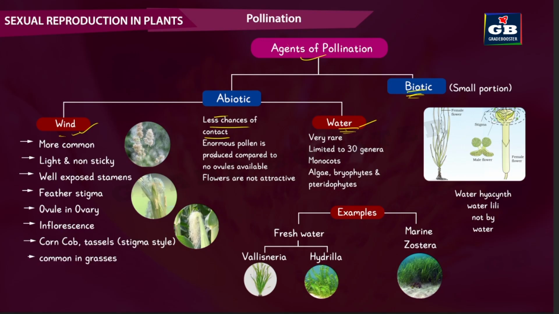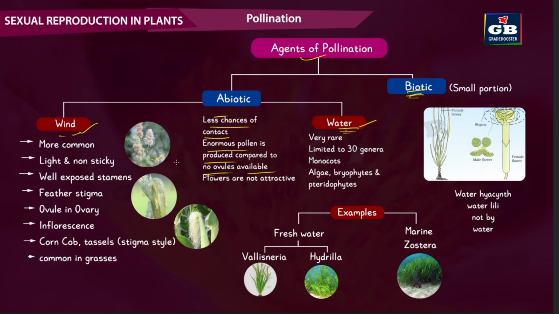And the next one is enormous pollen. Enormous pollen is produced compared to the number of ovules available. Ovules available will be less, and more amount of pollen is produced. Here in this picture we can see that the pollen is looking like dust, like smoke. A large amount of pollen is produced.